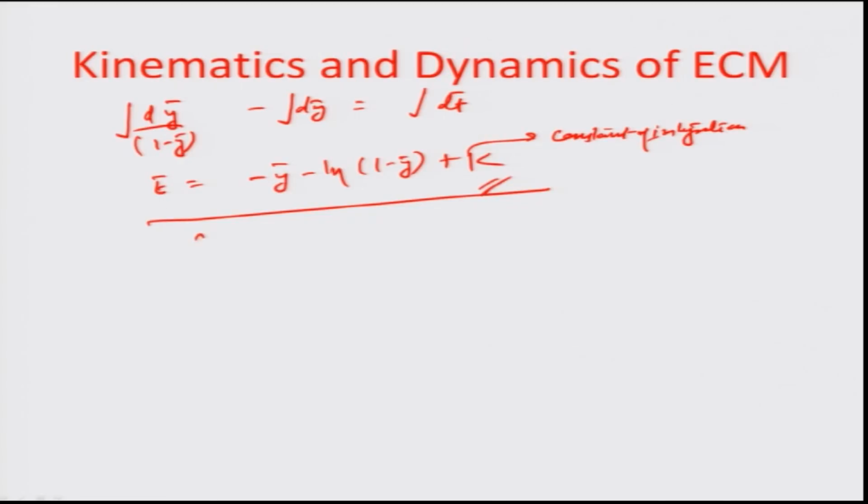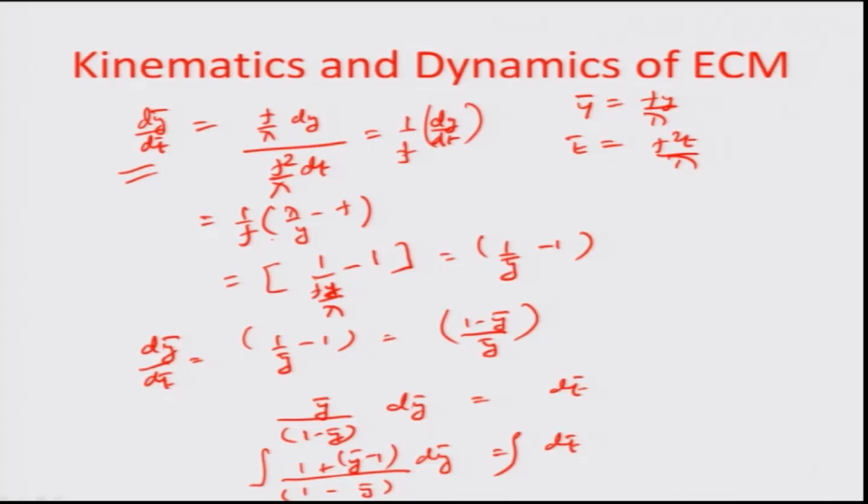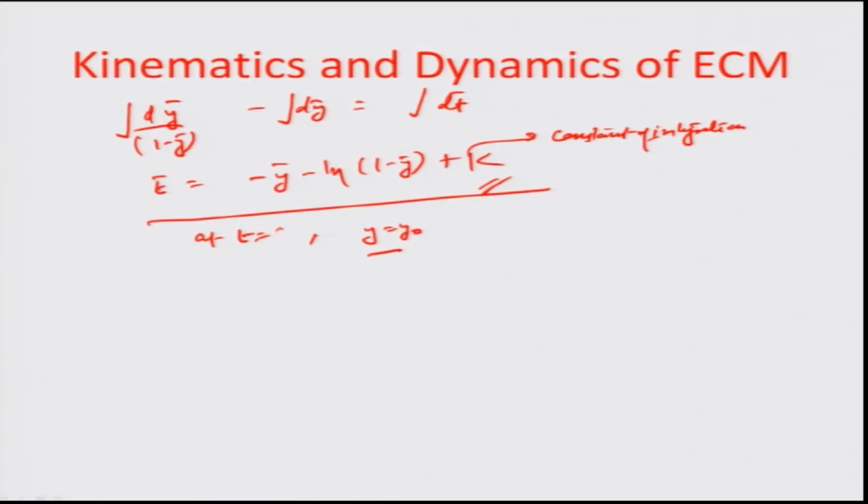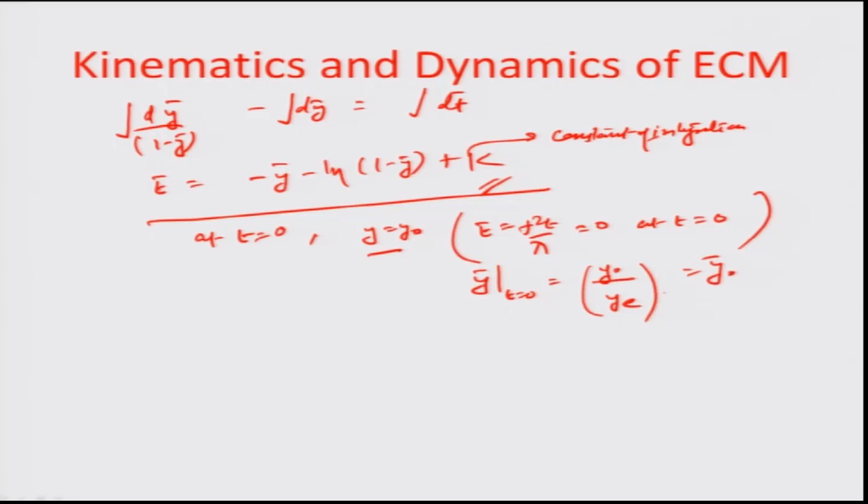So, let us say at time t equal to 0, the y value was equal to y 0. So, obviously, the t dash, which is actually equal to f square t by lambda, should also be 0 at time t equal to 0, and we can actually write down the value of y dash at time t equal to 0 as the value of y at t equal to 0 per unit y e. Let us call this factor y 0 dash.